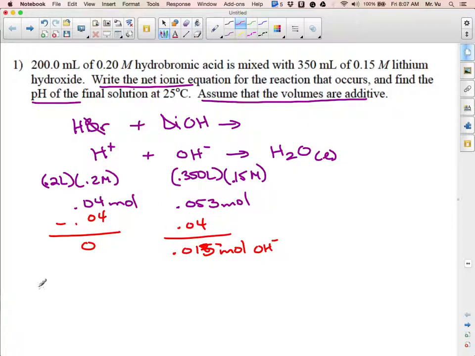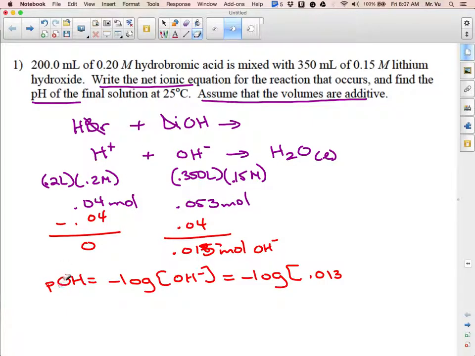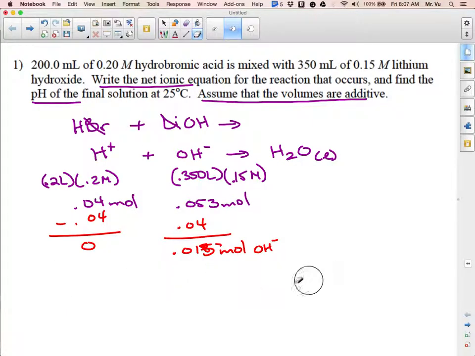So the pH of this, but I don't have any H+, so I'm going to go through the pOH of this. So pOH is equal to the negative log of the concentration of the OH-, which is equal to basically negative log of the 0.013 moles. Oh, I'm sorry. Go back. That's wrong. I'm ahead of myself here. So go back to the 0.013.